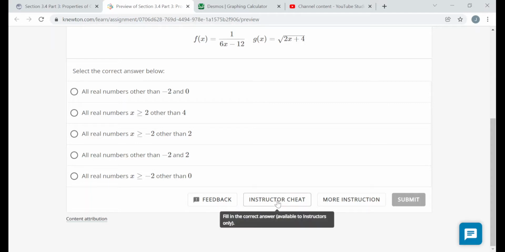You will not have this instructor cheat button. It's for instructors only. But you will have the more instruction button. Click on this if you're ever struggling with a particular topic. You'll be taken to a page with some reading or some videos, and you'll be given questions related to that instruction, and hopefully that helps you get through the assignment.